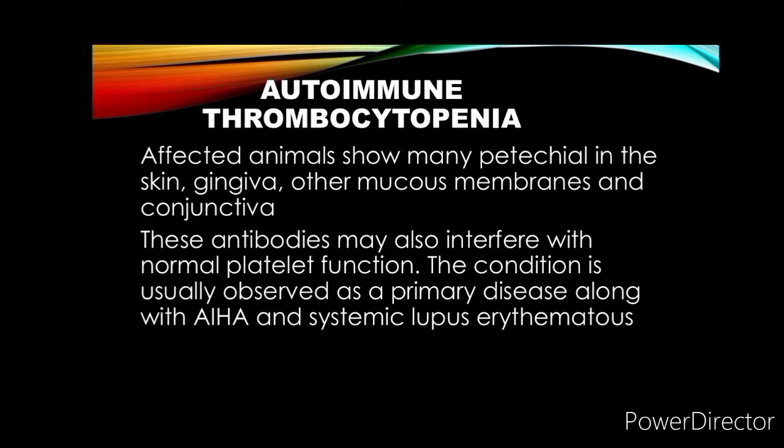Autoimmune thrombocytopenia. Affected animals show many petechiae in the skin, gingiva, other mucous membranes, and conjunctiva. These antibodies may also interfere with normal platelet function. The condition is usually observed as a primary disease or along with AIHA and systemic lupus erythematosus. It has been reported in horses, dogs, and cats. Epistaxis may occur and the dog may show melena and hematuria.